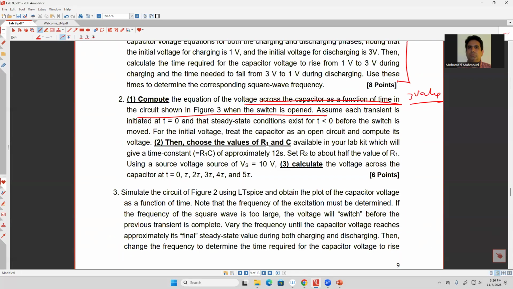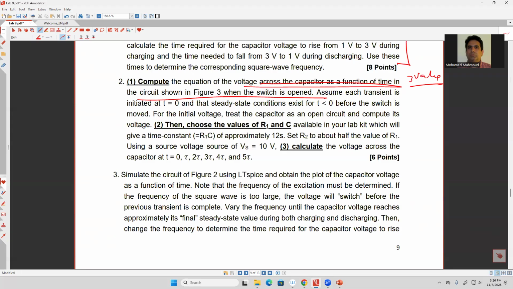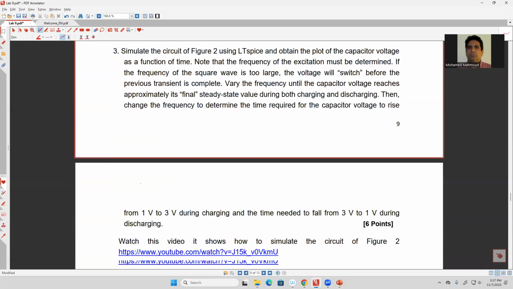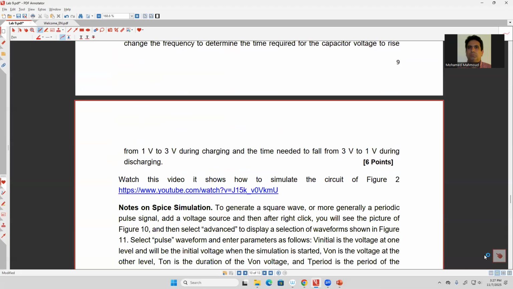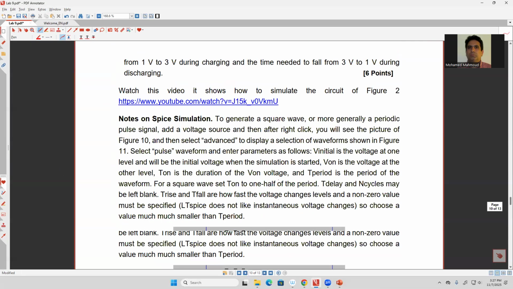So here the switch is initially, as I'm telling you here, then it shows the value of R1C available. Try to find some values for R1 and C, so that the multiplication of R1 times C is actually 12. Then set R2 to be half of the value of R1, and Vs is going to be 10 volts all the time. And then what you have to do in this lab is fill up this table here.